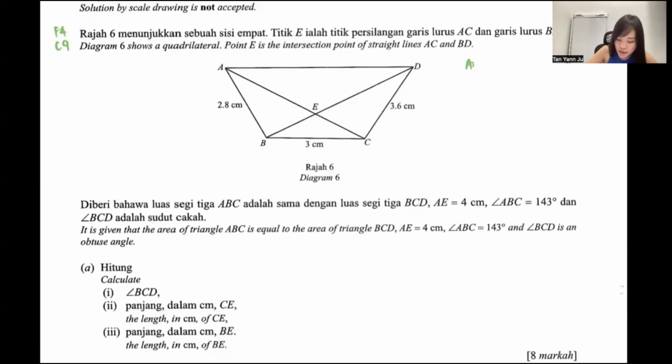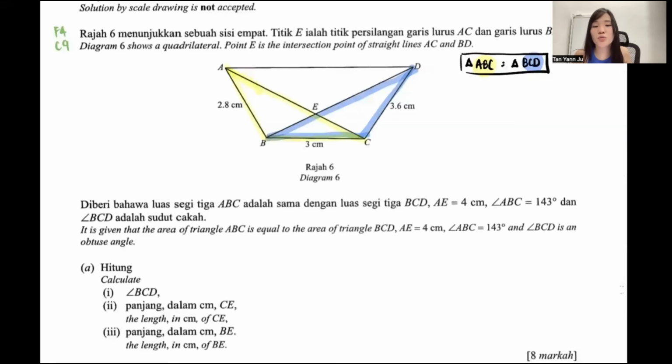Let me write for you guys. They try to tell me, I draw a box, a triangle box means area. So area ABC is equal to area BCD. I put color for you just in case you get to understand it. So ABC is this one. BCD is this one, the blue one. Okay. Next, they say AE is 4 cm.